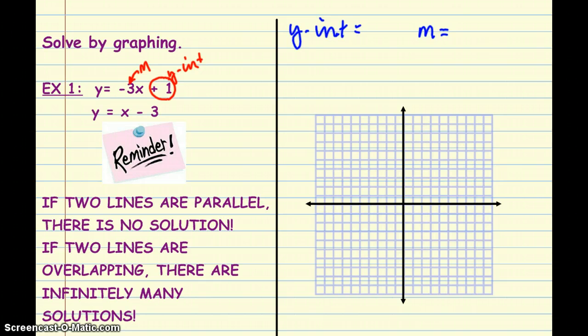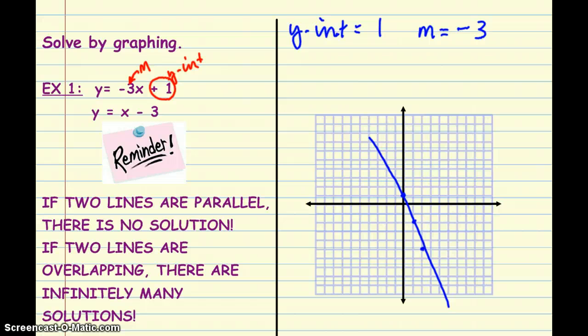So over here on our right-hand side, our y-intercept is 1. Our slope is negative 3. So I'm going to graph that first equation by graphing our y-intercept, which is at a positive 1. And our slope is a negative 3. So from here, we're going to go down 3, right 1, and I'm going to do it again, 1, 2, 3, right 1, and I've got my 3 points, and from there I'm going to draw my line. Ooh, not a very straight line.